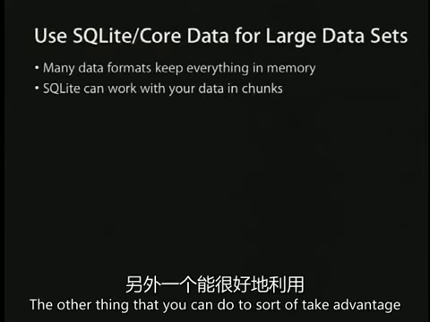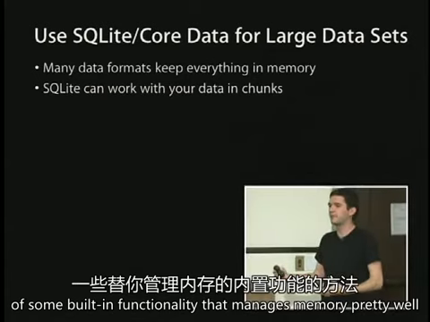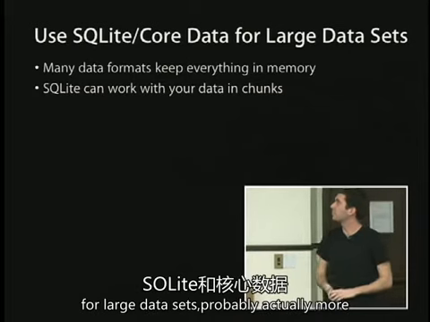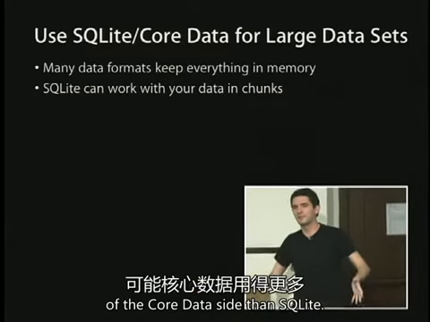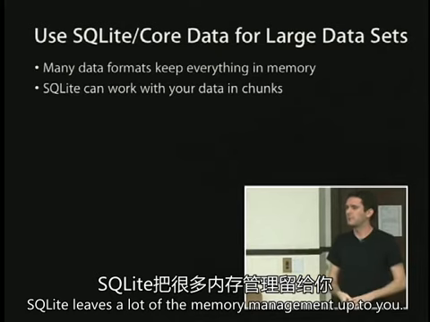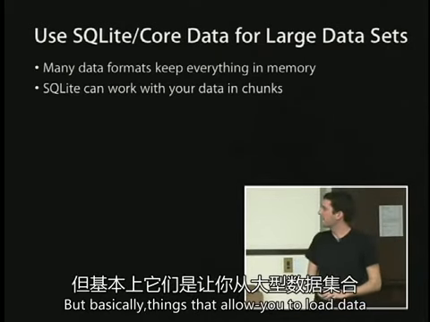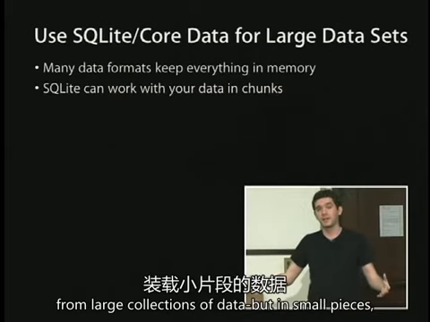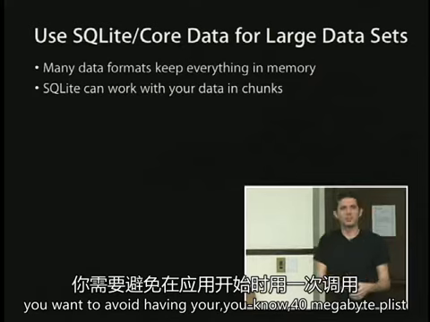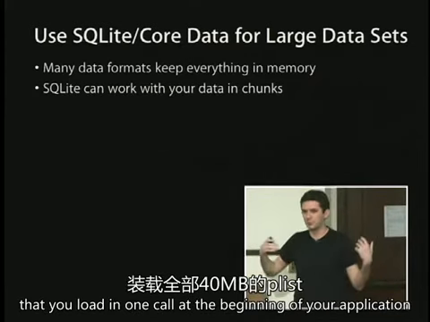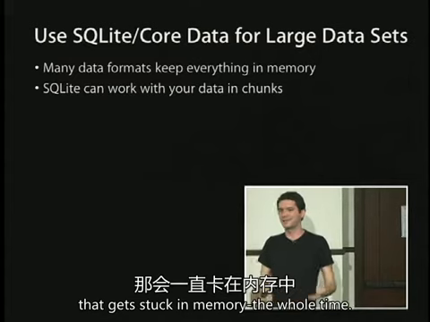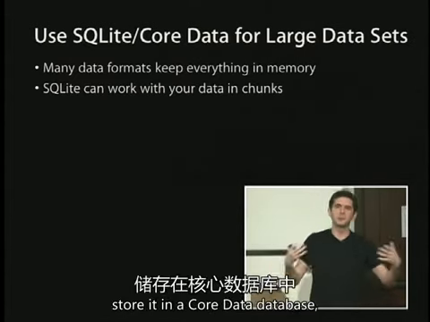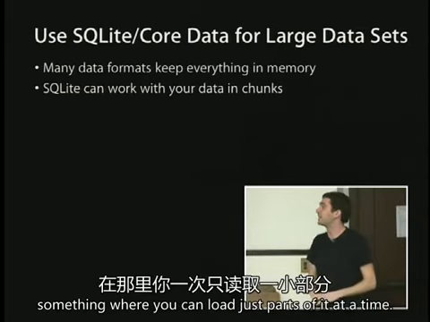The other thing you can do to take advantage of some built-in functionality that manages memory pretty well for you is to make use of SQLite and Core Data for large data sets. Probably more the Core Data side than SQLite, since SQLite leaves a lot of the memory management up to you. But basically, use things that allow you to load data from large collections of data, but in small pieces. You want to avoid having your 40 megabyte plist that you load in one call at the beginning of your application that gets stuck in memory the whole time. If you've got something that large, break it into smaller pieces, store it in a Core Data database, something where you can load just parts of it at a time.